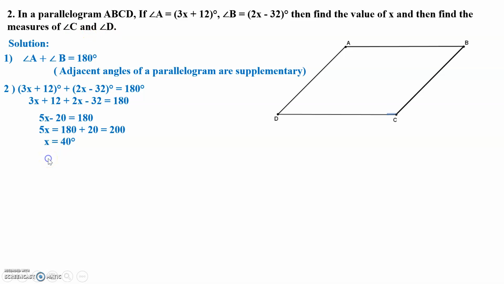Okay, now what is the relation? We know that angle C is equal to angle A. Why are they equal? Because opposite angles of a parallelogram are congruent. So we write that reason.